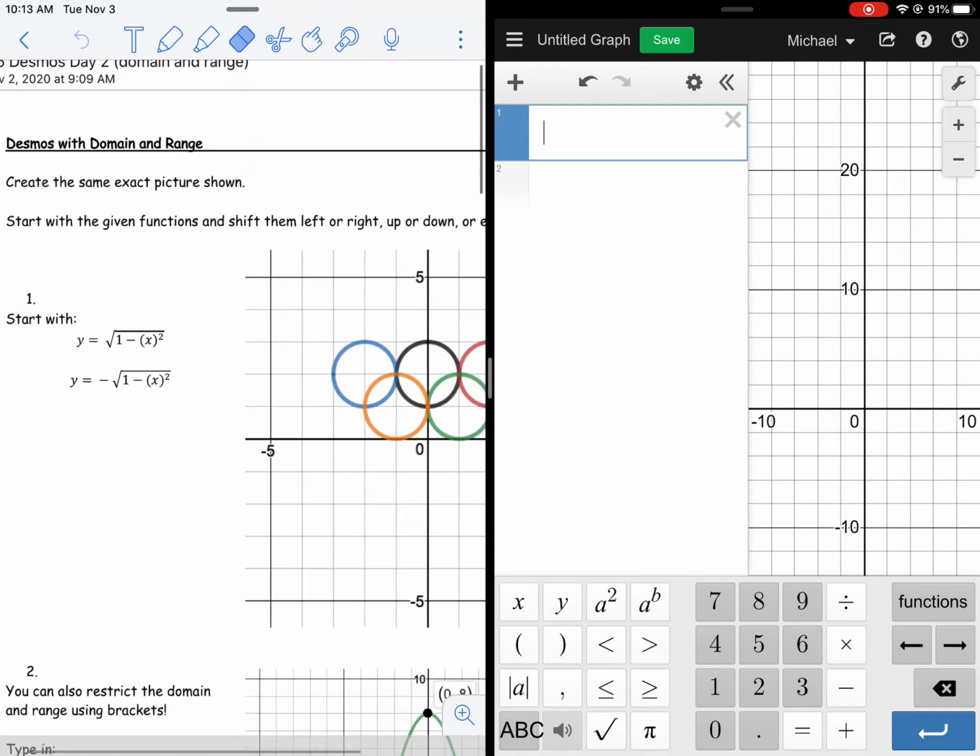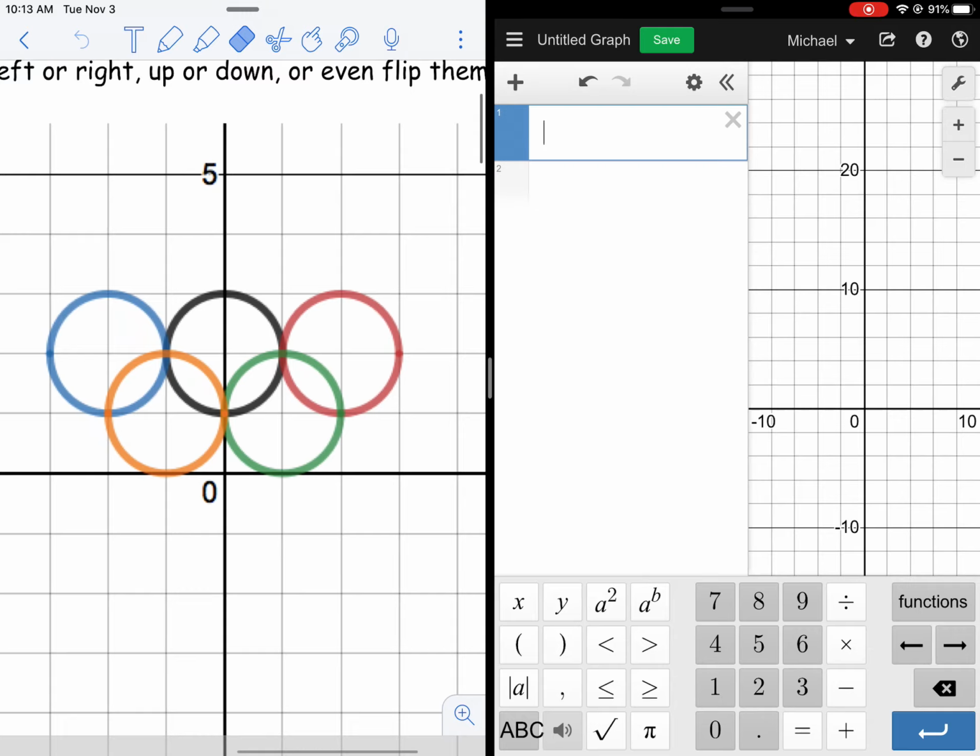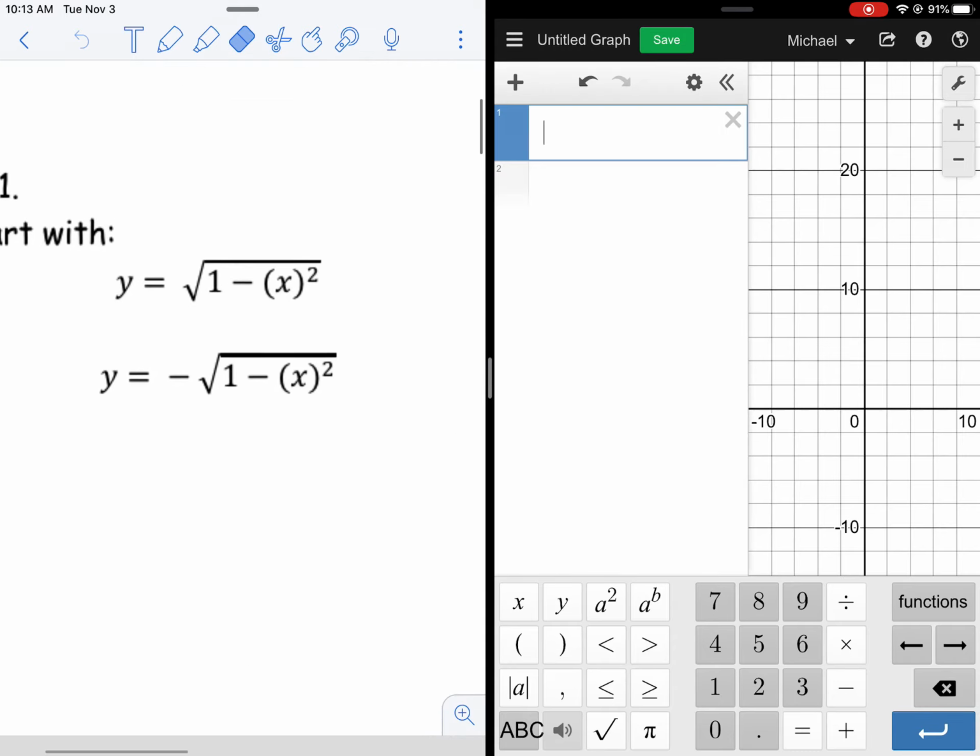I just want to start off by making the Olympic circles. So I thought that'd be kind of cool to do. The Olympic rings is what I should call it. I start off by giving you actually 2 equations. Remember this negative right here? That negative is going to give us the bottom half of the circle.